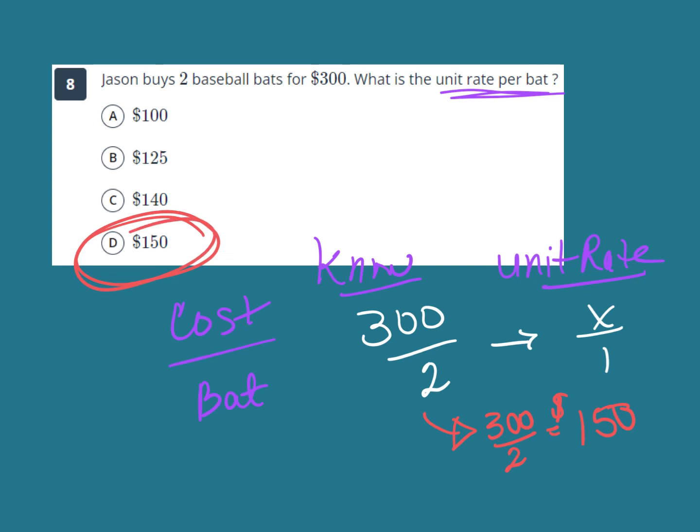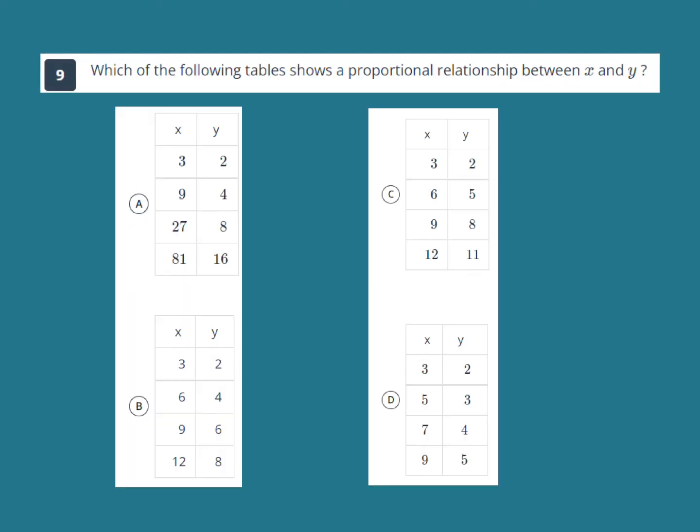What do we have next? We're cruising right along now. Which of the following tables shows a proportional relationship between x and y? In other words, it's always exactly the same proportion. So interestingly enough, the first 2 numbers, 3 to 2, are exactly the same. Imagine that. So what do we have going on here? Has to be something more to it than that.